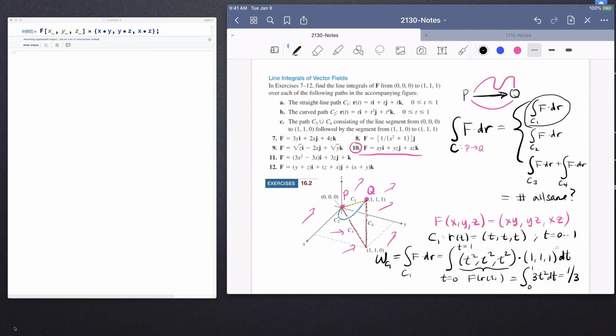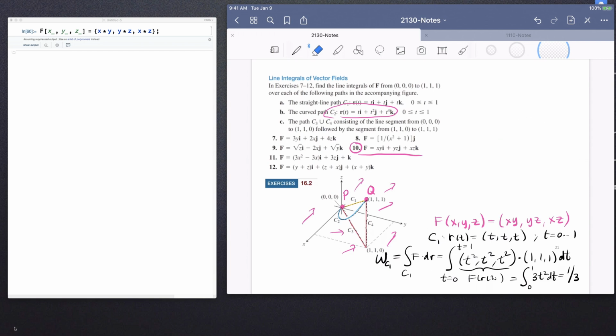If we look at the path C2, we can see here that they've been kind enough to provide us with the parametric form of that path. So we'll go ahead and try to do that integral also. Let me create some room here.